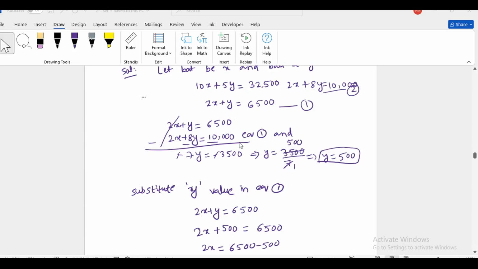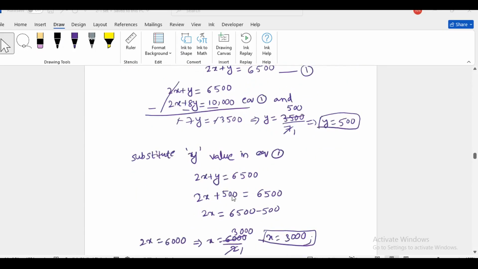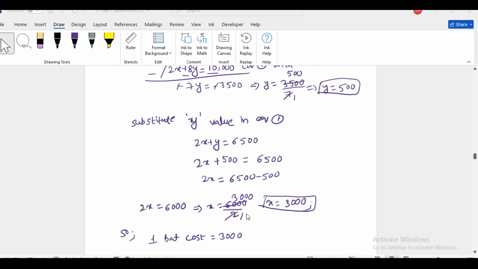Substitute the y value in equation number 1, that is 2x plus y. In the place of y, substitute 500, is equal to 6,500. 2x is equal to 6,500 minus 500. So 2x is equal to 6,000. So x is equal to 6,000 by 2, nothing but x is equal to 3,000.